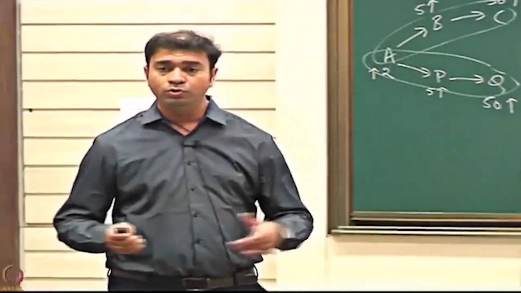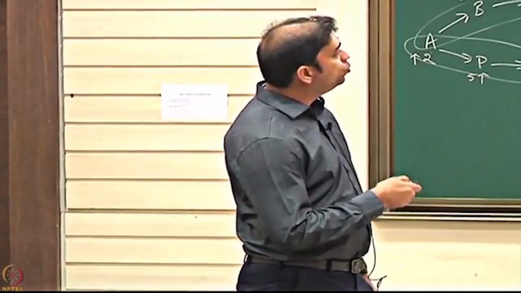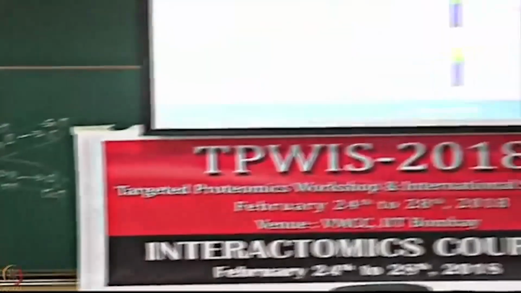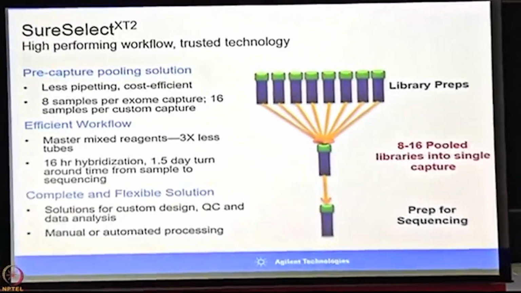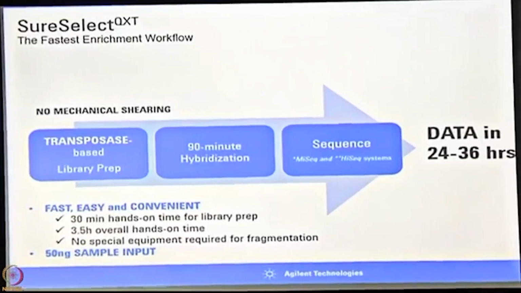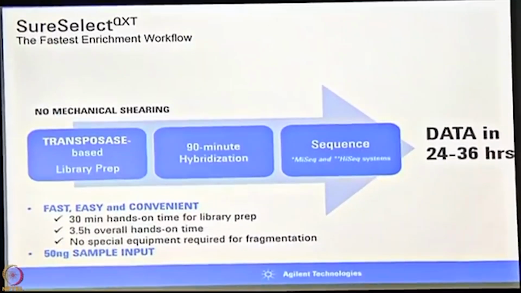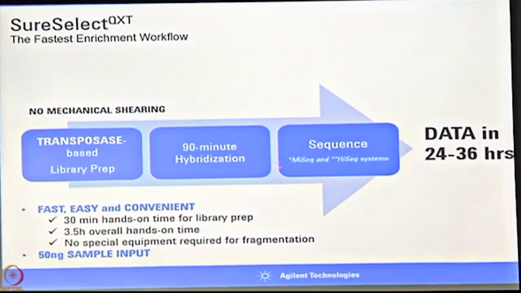Another, if you want to do a comparative study, you can barcode the patient samples and pool them, 8 to 16 in one pool, followed by capture and sequencing. So you can compare between the patients also. That is XT2. Another library preparation is based on enzymatic shearing. You can use a transposase enzyme to make the libraries, then hybridization followed by sequencing. This is the fastest way to make libraries for exome sequencing.